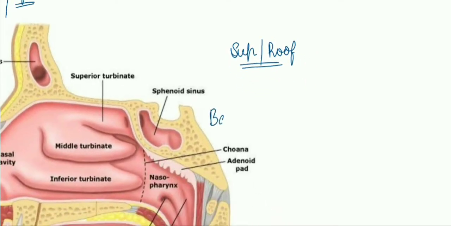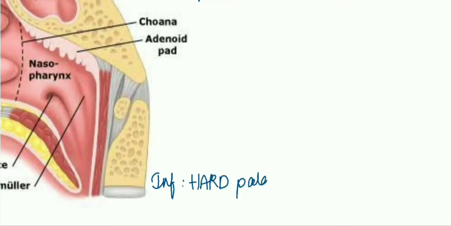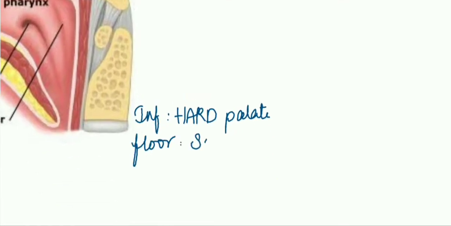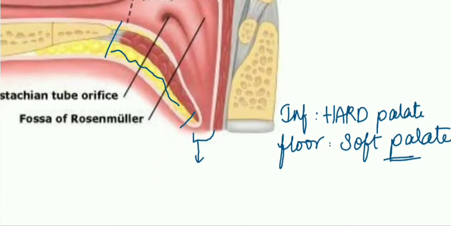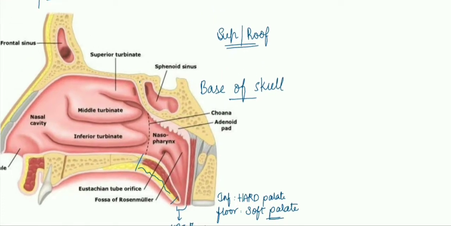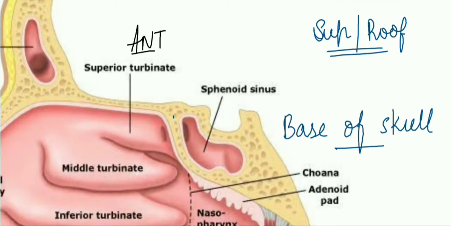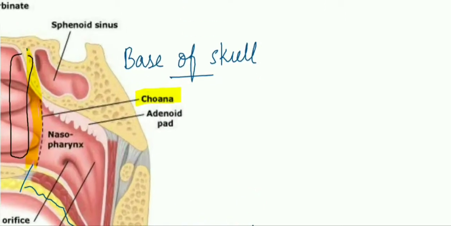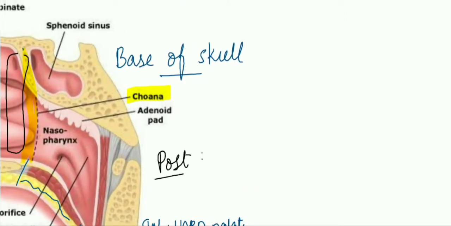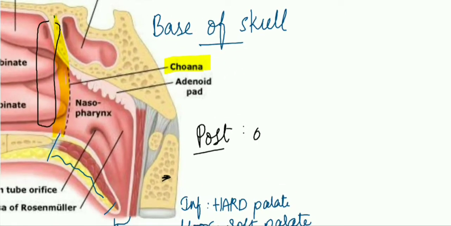Superiorly it extends from the base of skull. Inferiorly it extends till the hard palate. The floor is formed by soft palate, which we can see here. It is deficient posteriorly, which is called the nasopharyngeal isthmus, through which nasopharynx communicates with oropharynx. Anteriorly, nasopharynx is bound by posterior nasal apertures and posterior ends of nasal turbinates. Posteriorly, as we can see, it lies opposite the C1 vertebra and its overlying fascias.